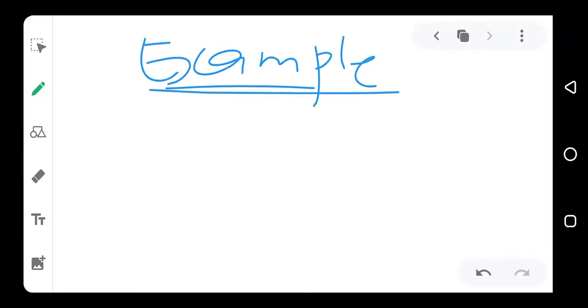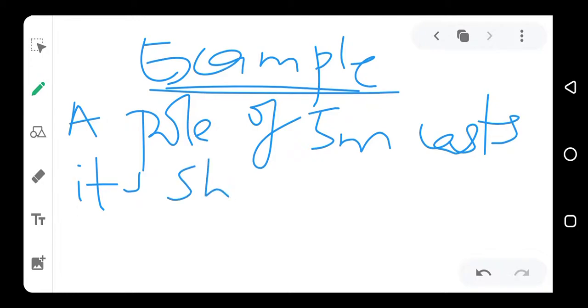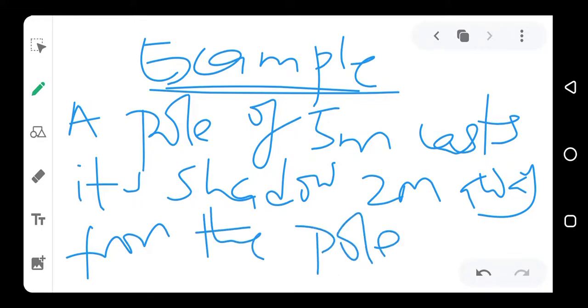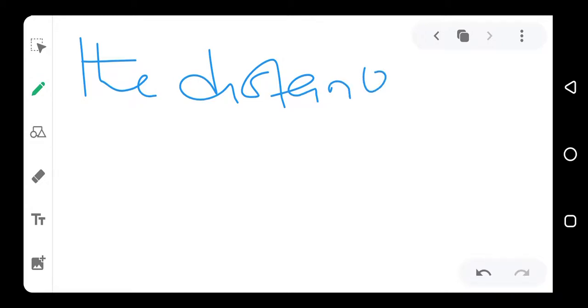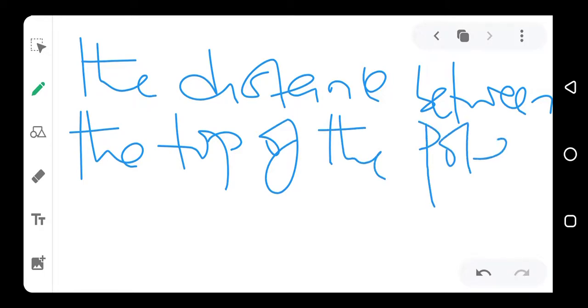Example 3. If you have a pool of 5 meter casts its shadow 2 meter away from the pole, calculate the distance between the top of the pole and the shadow.